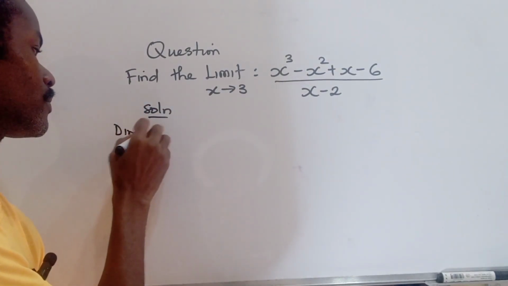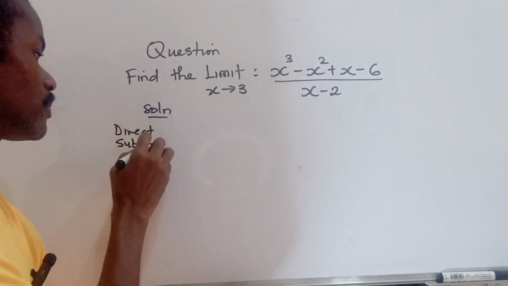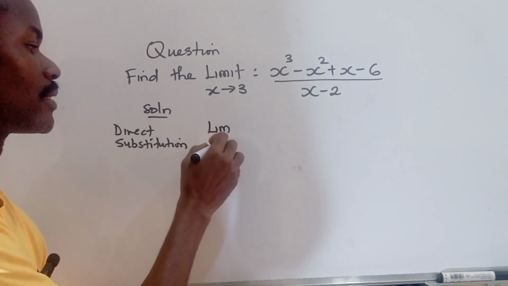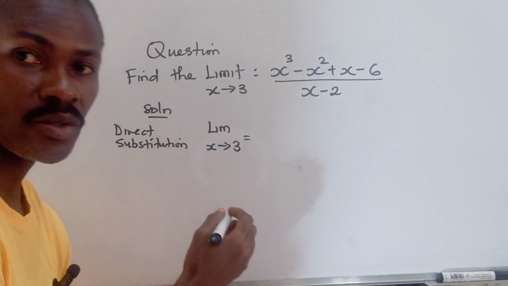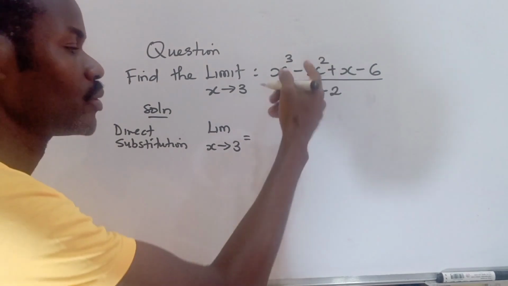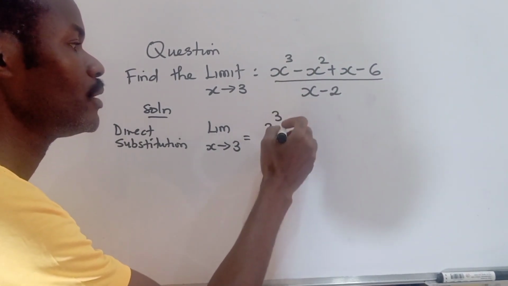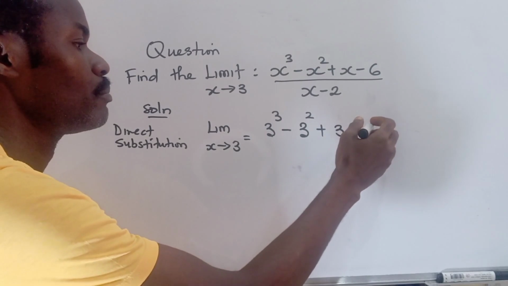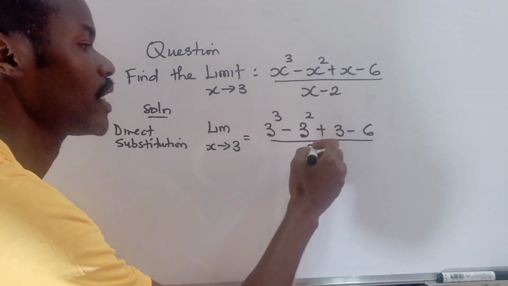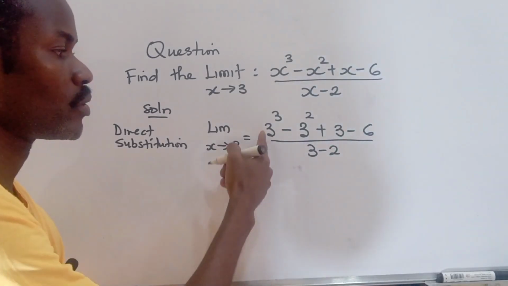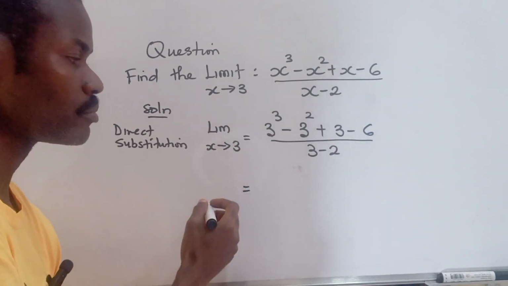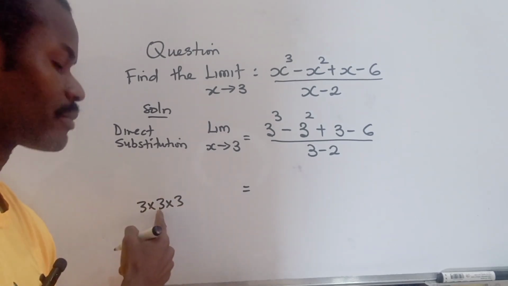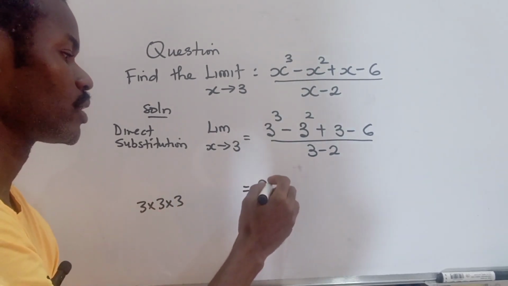So direct substitution. The idea is we are taking the limit as x approaches 3. So for direct substitution, we want to substitute x as 3 into this. So we have 3 to the power of 3 minus 3 to the power of 2 plus 3 minus 6, divided by 3 minus 2. So 3 to the power of 3 simply means 3 times 3 times 3. 3 times 3 is 9, times 3 will give us 27.